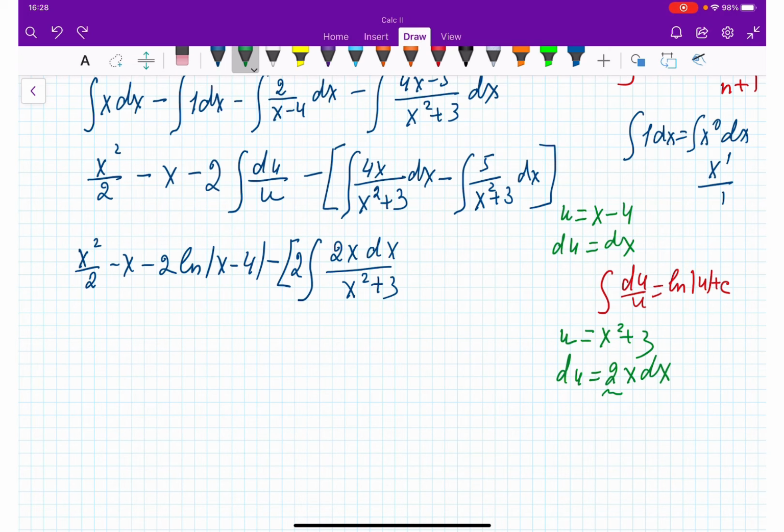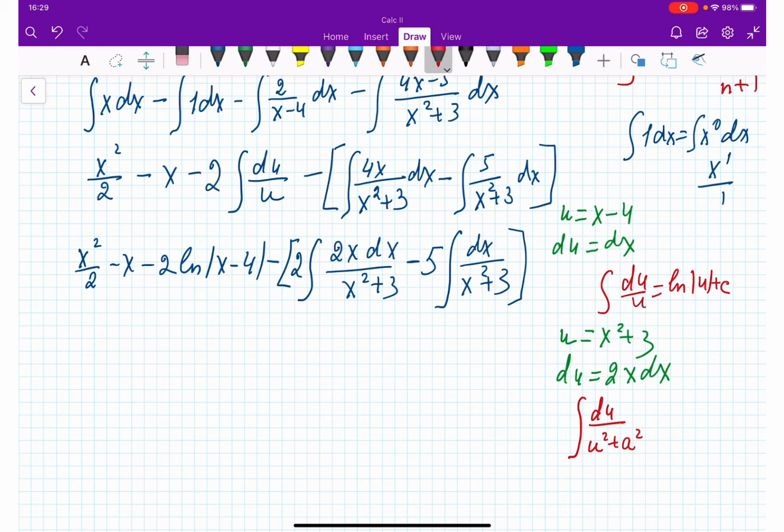I'll write it next time when I go over. Okay, and what do we get here? Second time, minus 5 comes out, and I have the integral of dx over x squared plus 3. All right, I'm trying to remember which integral in the table of integrals has such an integral of x squared plus any a. If you look at the table, if you don't remember, you will see that we have the integral of du over u squared plus a squared is equal to 1 over a and arctangent.